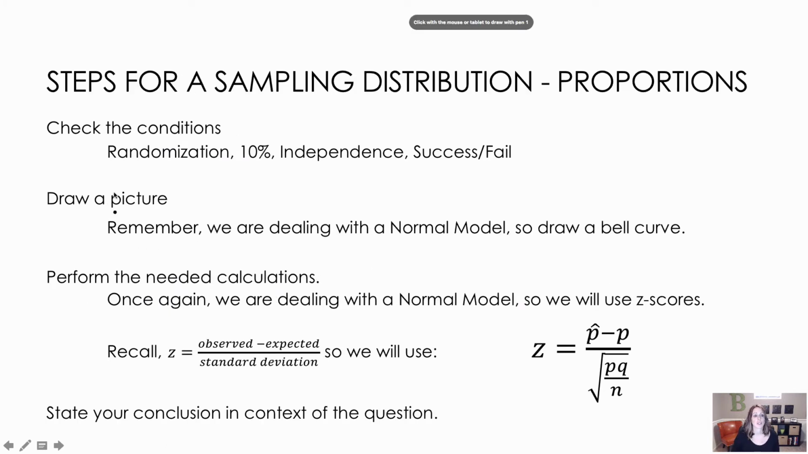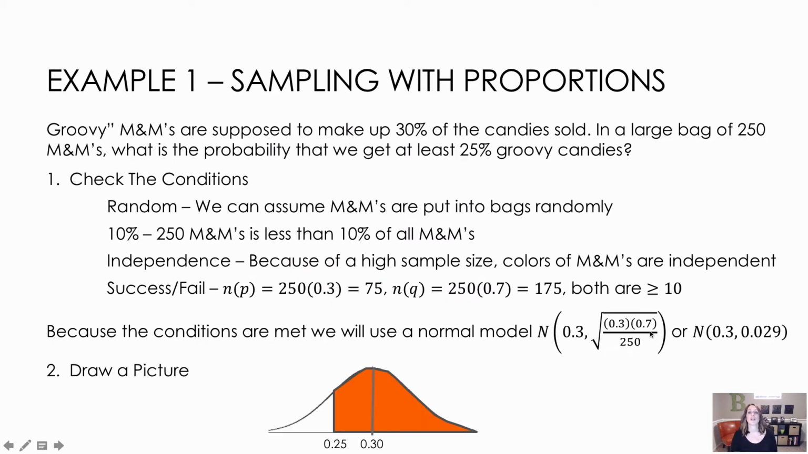We're still then, of course, going to check the conditions, draw our picture, figure out which way we're shading. We're doing the normal model, so it's the z-score. The only thing different here, of course, this used to say y bar and then mean. Now it's observed, which is our p hat, minus expected, which is p, over the standard deviation, which is now the square root of pq over n. So just make sure you're computing this in your calculator correctly. So let's take a look at what this might look like.